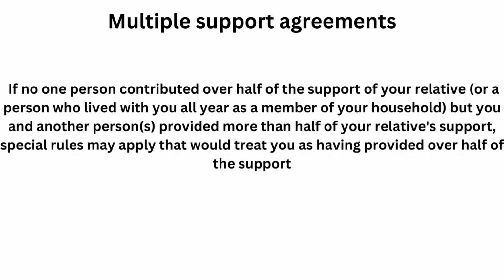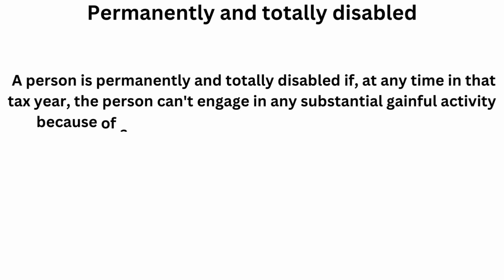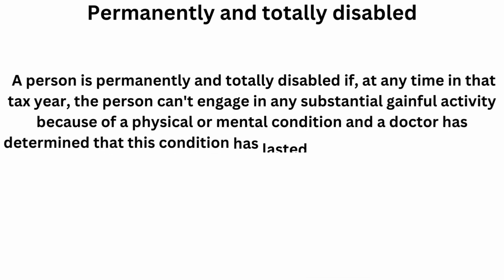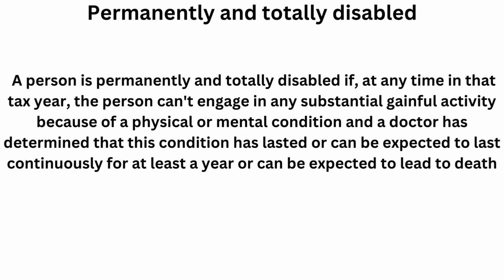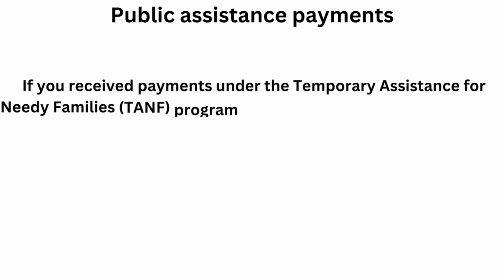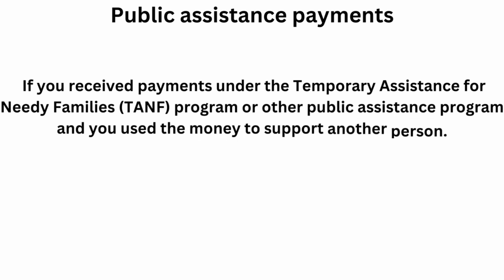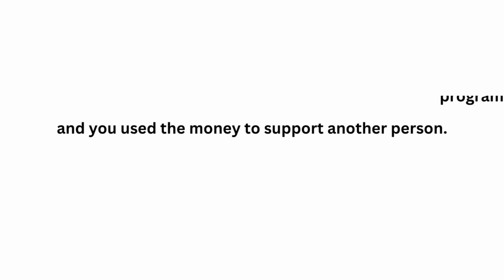A person is permanently and totally disabled if, at any time in that tax year, a doctor has determined that this condition has lasted, or can be expected to last continuously for at least a year, or can be expected to lead to death. This also applies if you received payments under the Temporary Assistance for Needy Families (TANF) program, or other public assistance program, and you used the money to support another person.